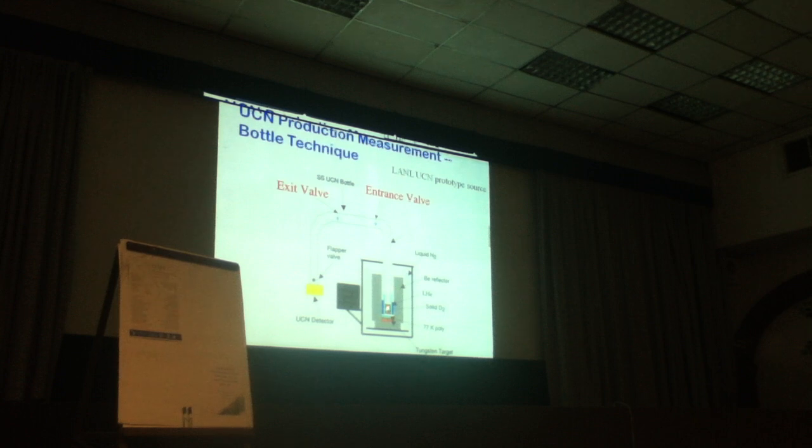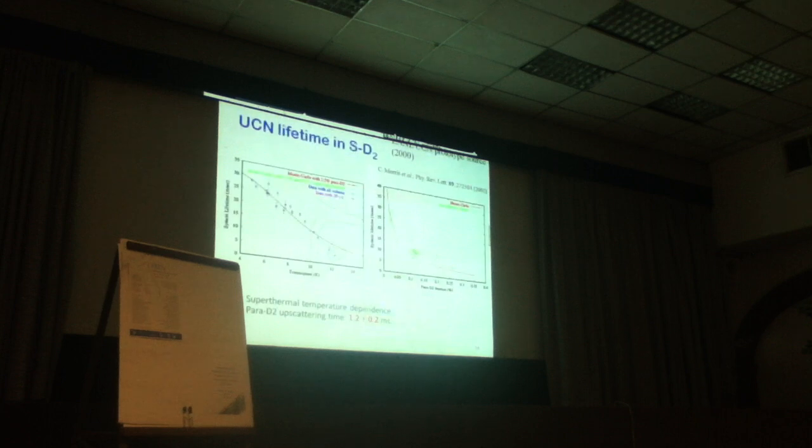So, on the bottom, the ultra-cold neutron is produced and slowly diffuses out of the source and then climbs up against gravity and then into the storage bottle. We can open and close the entrance and exit valve, allowing us to store ultra-cold neutrons or just count the ultra-cold neutrons in this detector. That's just a helium-3 ionization chamber.